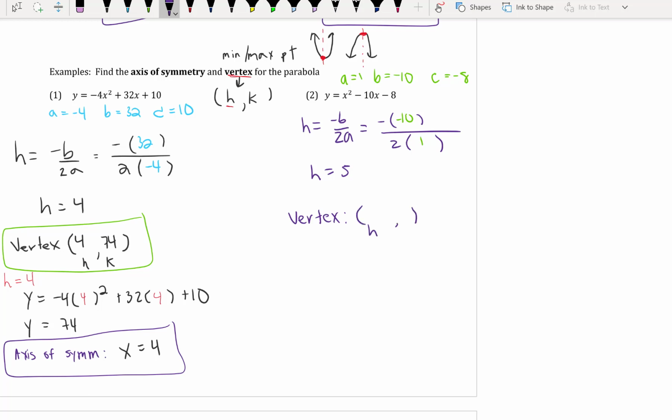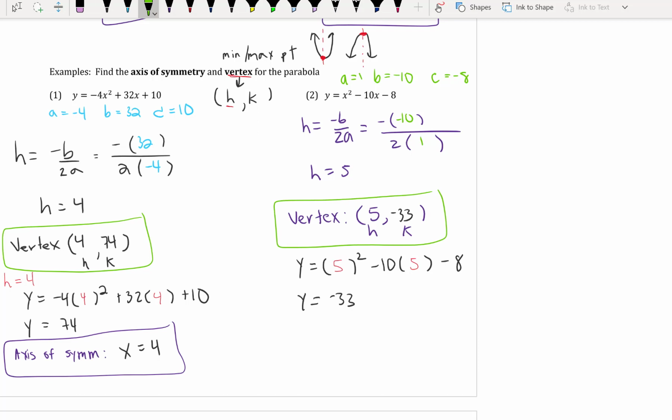So for my vertex, which is written as an h and a k, I have a positive 5. And now I have to find my k value. So I'm going to plug it in. So y is equal to x squared minus 10 times x minus 8, and that value that I'm plugging in is 5. So now I have 5 squared minus 10 times 5 minus 8, and that gives me that y is equal to negative 33. So my k value is negative 33.